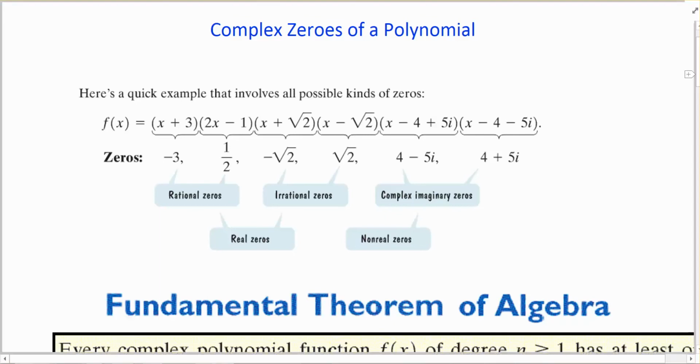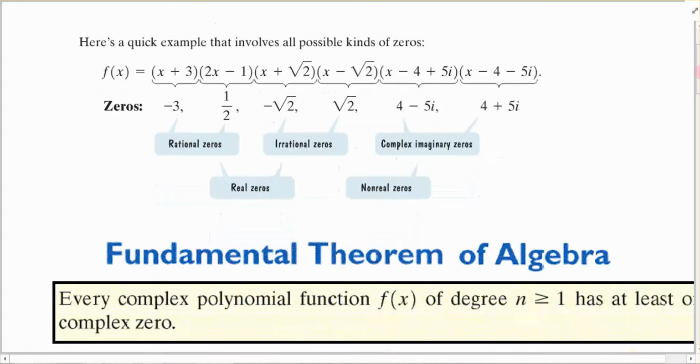First, I want to show you a quick example where you might see all types of zeros associated with it. Here we have zeros which would be rational in nature. I have irrational zeros where we might have things like a square root symbol. And then finally we have our complex zeros where we have the complex numbers shown. So we have all different possibilities for zeros that we are looking at.